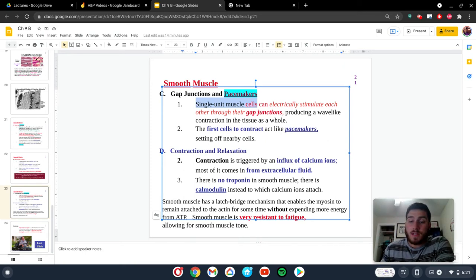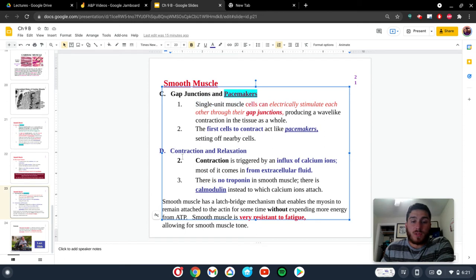In the case of the heart, it's to pump blood. In the case of the esophagus, it is to move food down the esophagus and into the stomach. So that's what's happening here. The first cell to contract is also known as the pacemaker, and this is the one that's going to set off all of the nearby cells.